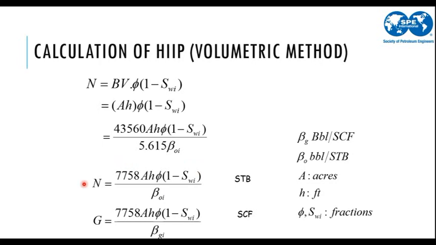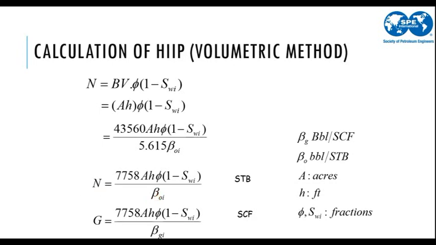The first one is N equal 7758 multiply H, where H is the net thickness, as we said. A is the area of the reservoir in acres. This phi is the porosity. Actually, it is the average porosity for all the reservoir. Multiply 1 minus the initial saturation of oil divided by beta OI. It is the initial oil formation volume factor when we start producing from the reservoir, or before production.